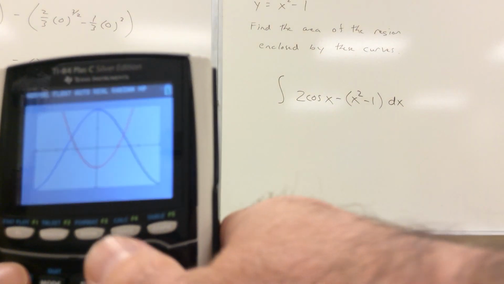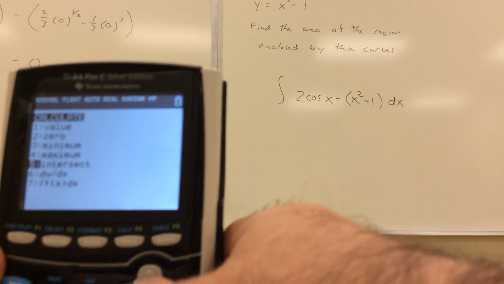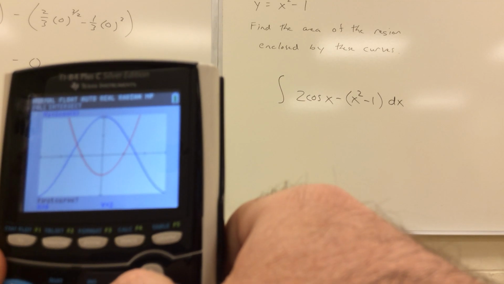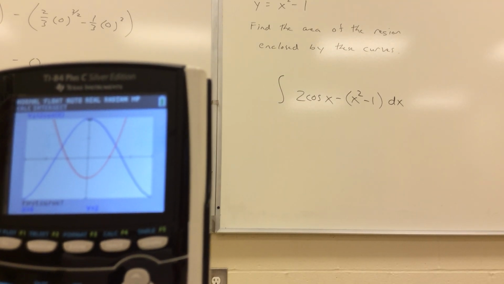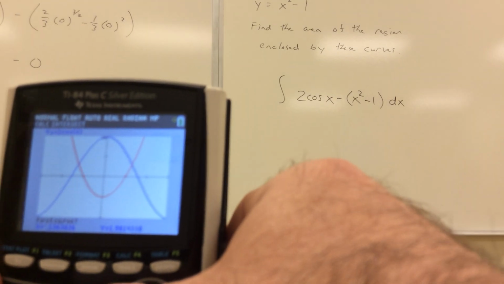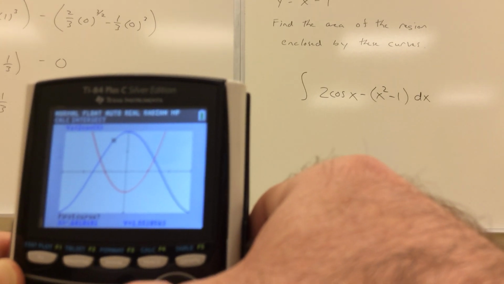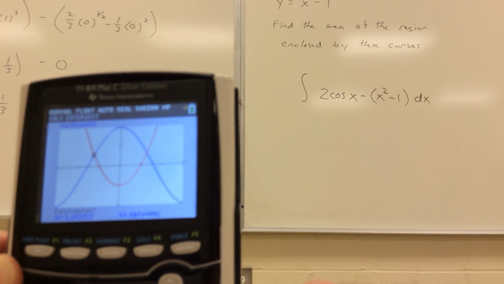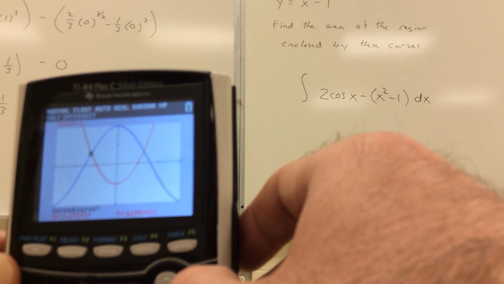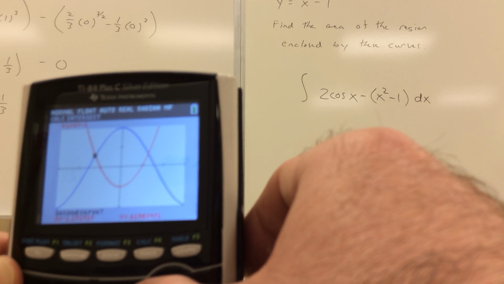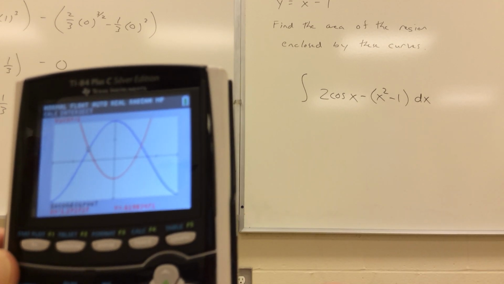So make sure you practice this. Do second trace, and then down to 5 for calculate intersect. Now, when you move your cursor, just go left and right. Don't go up and down. Go to the left until you get to the intersection point, and when you get pretty close, press enter. Then it wants you to press enter again. You don't usually need to move, but if you do, just go left and right. Don't go up and down.